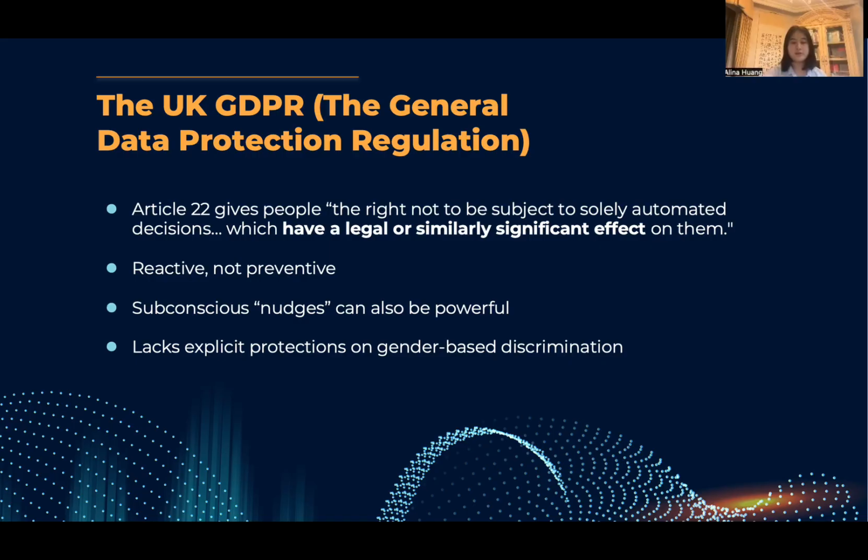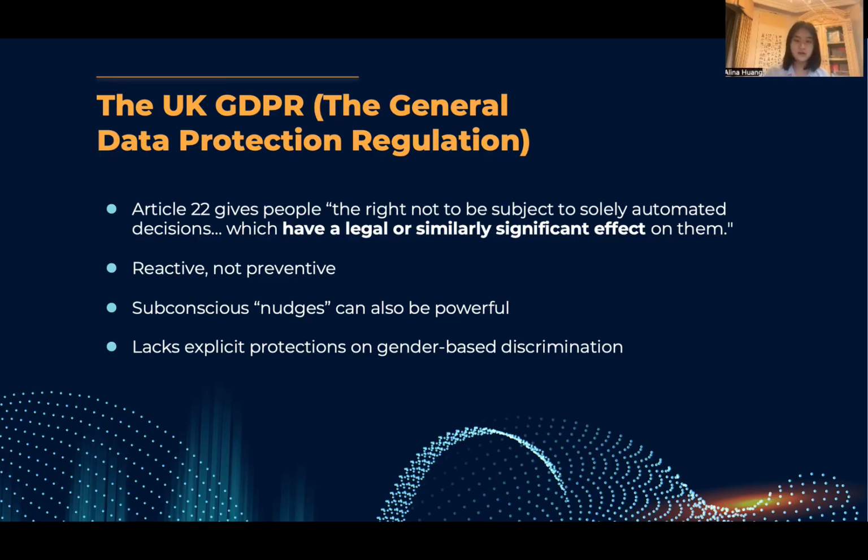Article 22 gives people the right not to be subject to solely automated decisions which have a legal or similarly significant effect on them. Moreover, Article 22 of the UK GDPR grants individuals the right to contest decisions that have legal or similarly significant effects on them. In general, Article 22 emphasizes communication, accountability, and transparency.